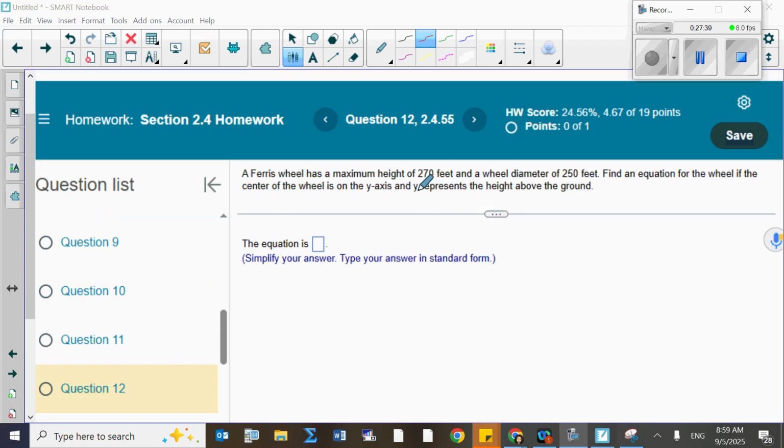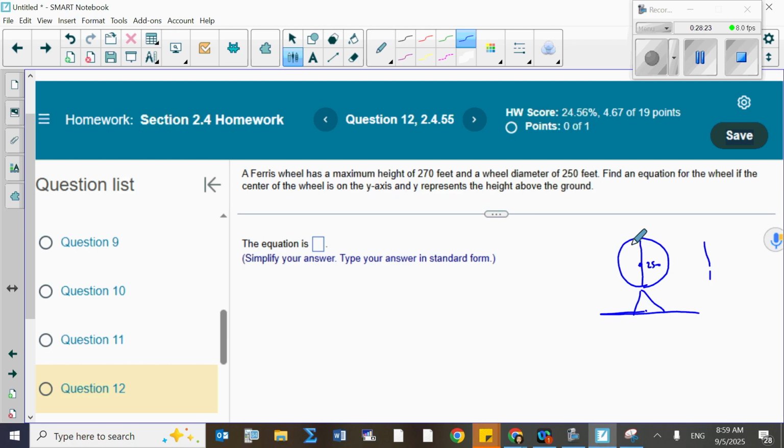Question number 12. A Ferris wheel has a maximum height of 270, and the wheel diameter is 250. So let me just draw the situation here. This is my Ferris wheel, and it has a height of 270. That means if this is the ground, the Ferris wheel has a height of 270, so this distance is 270. And the diameter of the wheel is 250, so this is 250. Well, if the whole height is 270, that means this line over here will be 20. So this bottom part is 20, and this is 250.